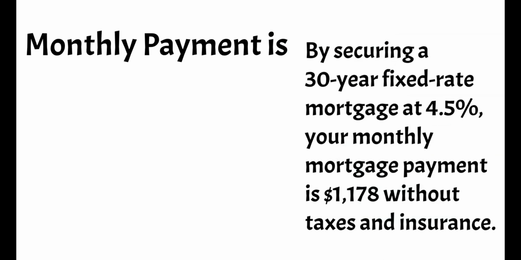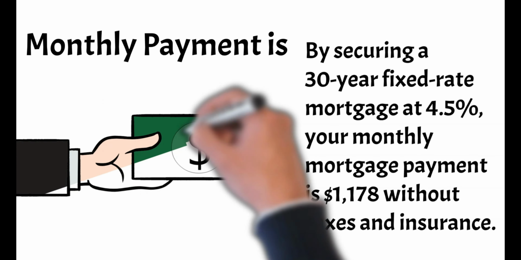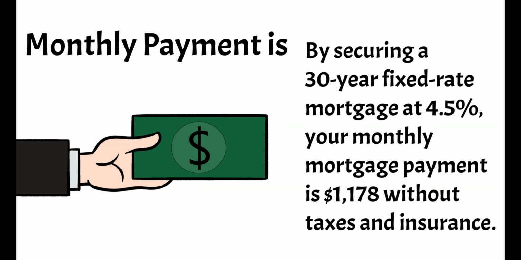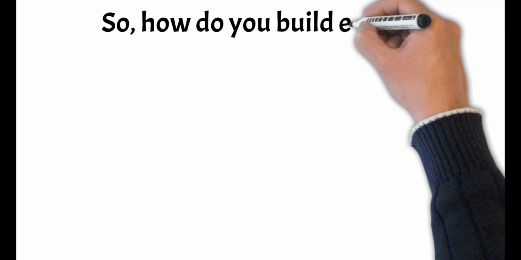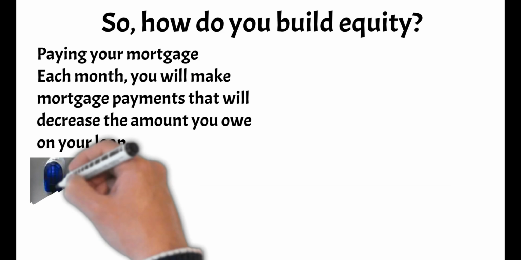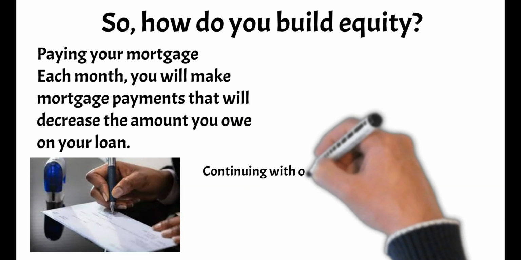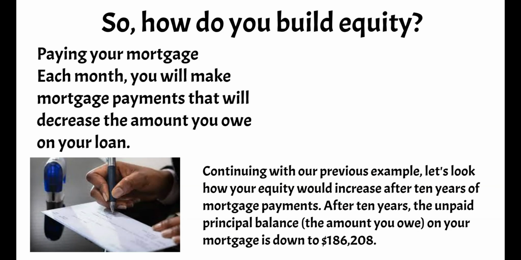By securing a 30-year fixed-rate mortgage at 4.5%, your monthly mortgage payment is $1,178 without taxes and insurance. Paying your mortgage each month, you will make mortgage payments that will decrease the amount you owe on your loan. Continuing with our previous example, let's look at how your equity would increase after 10 years of mortgage payments.